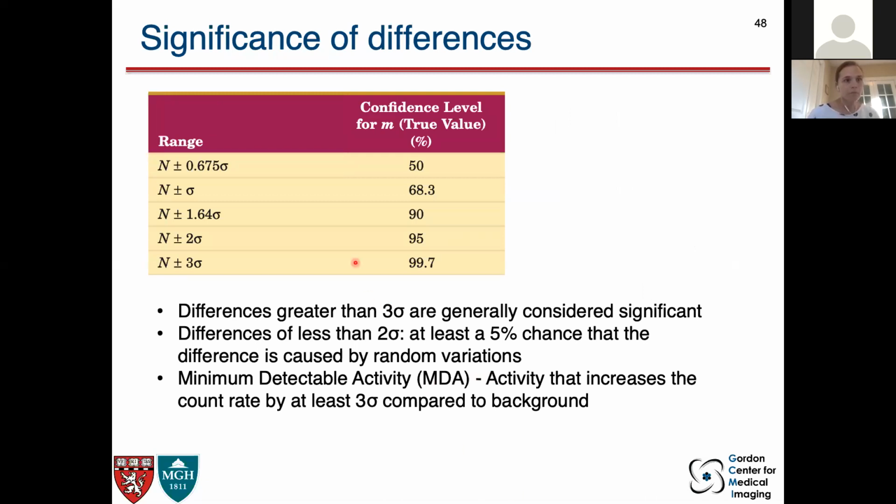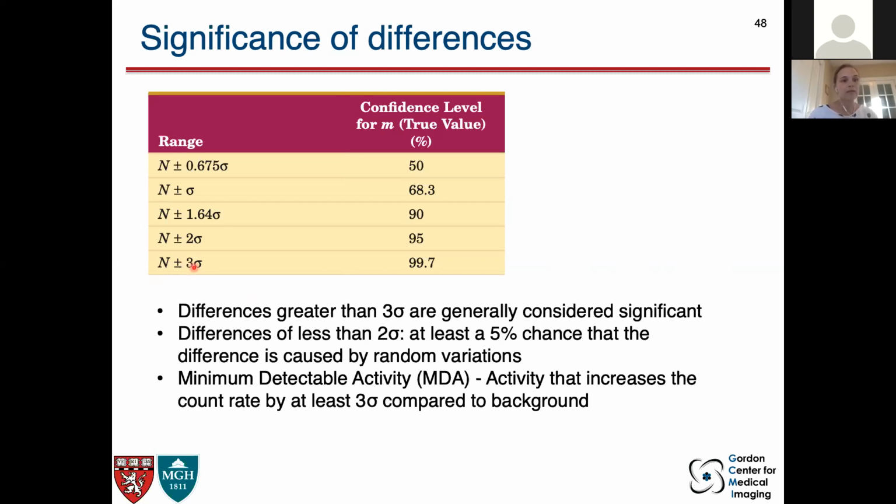And this slide shows, because when you want to compare different measurements, for example, to see if what you measure is higher than background, you need to compare those measurements based on the uncertainties in the measurements to see if they're statistically different. So this just shows the confidence level, how confident you can be in your measurements. For example here, if you have the number of counts that you measure plus minus 3 sigma, it's more than 99% probability that your true value is within this region around your measured value. So differences greater than 3 sigma are generally considered significant.